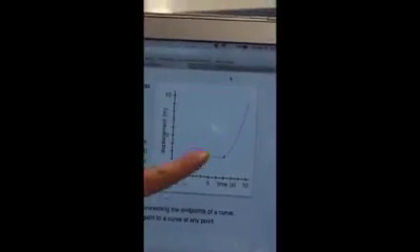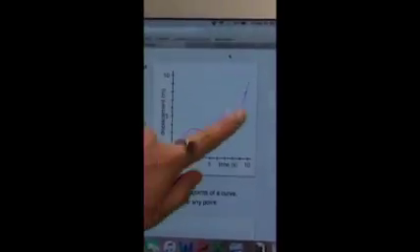Okay, this is the average velocity and the instantaneous velocity. So it's the change in displacement over the change in time, and this is a demonstration of it with the displacement versus time graph.